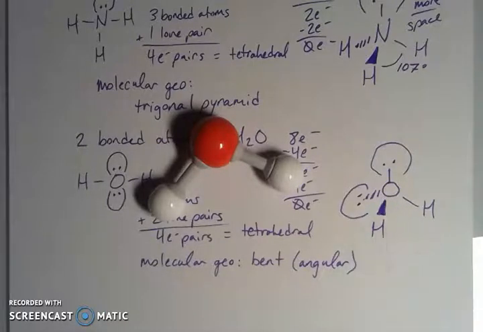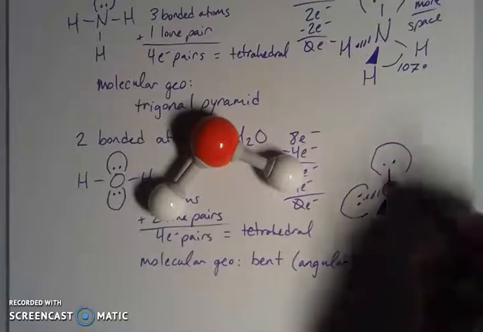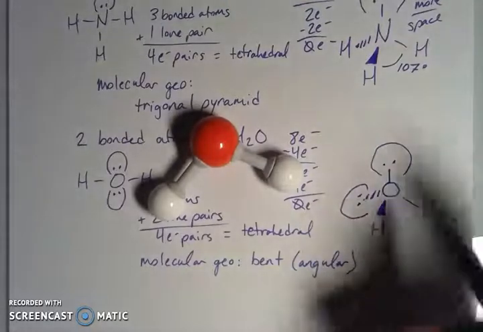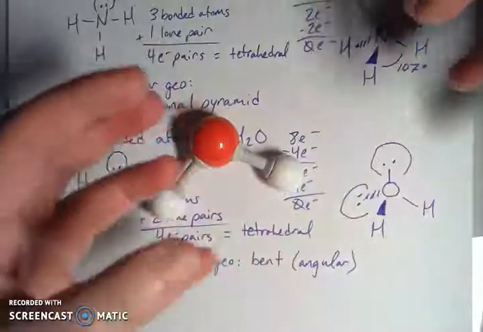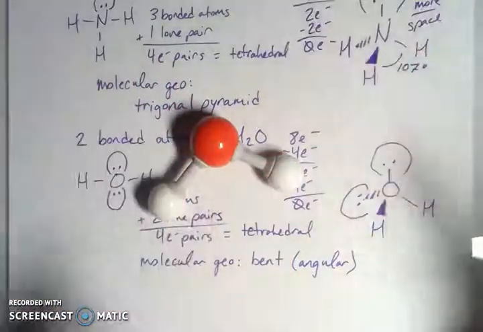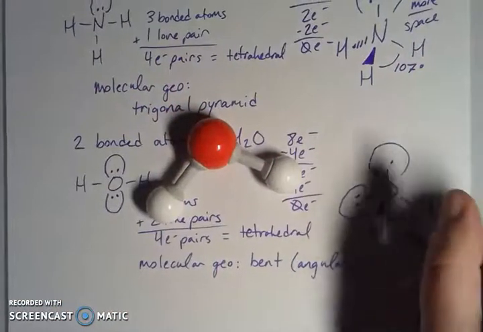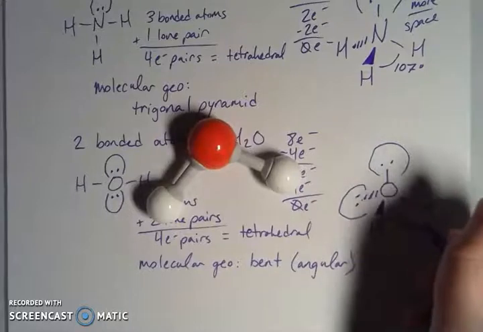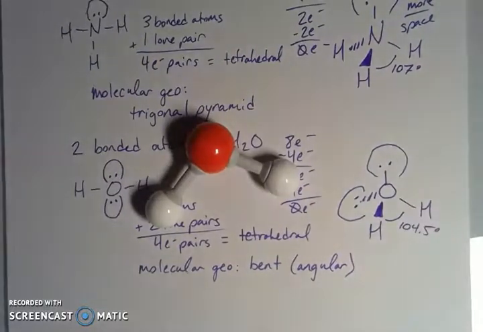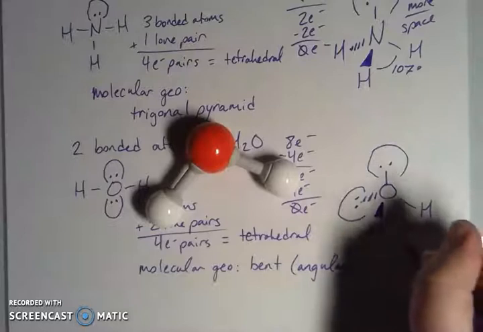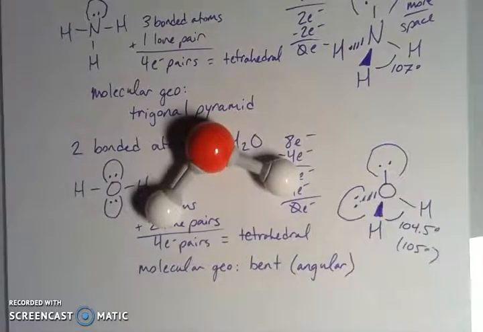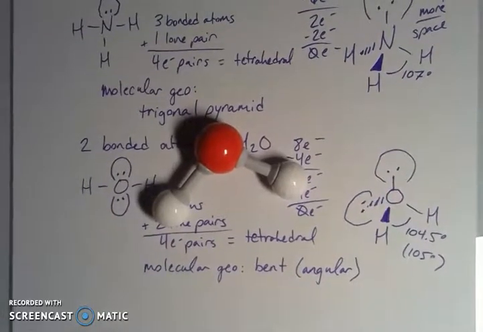Now, if we think about the angle, because we're thinking about geometries here, we have 2 things compressing down on this, right? 2 things that take up more space, so they're going to compress down on this angle even more. And the angle in a water molecule is something like 104.5 degrees. Sometimes you'll see this rounded as 105 degrees, depending on the text that you're using. Okay, so all of these molecules that we've seen have tetrahedral geometry, and these are your options.